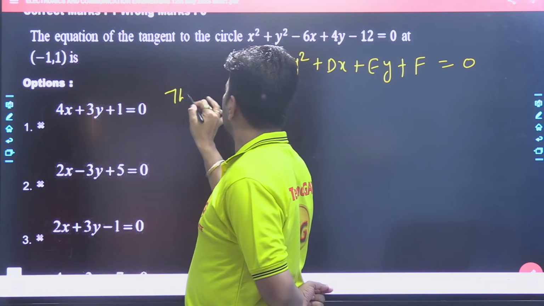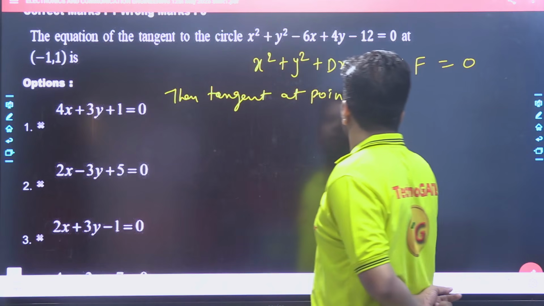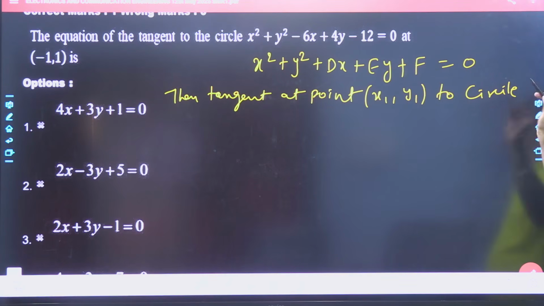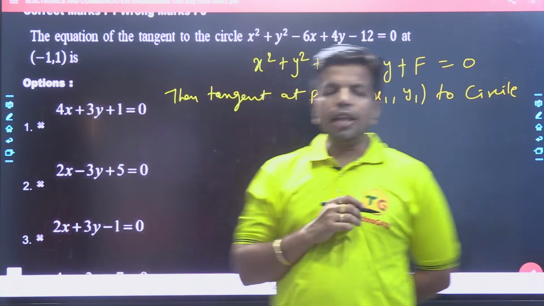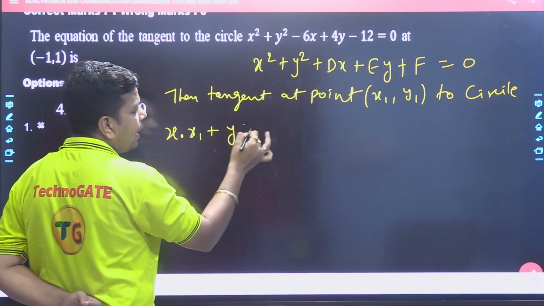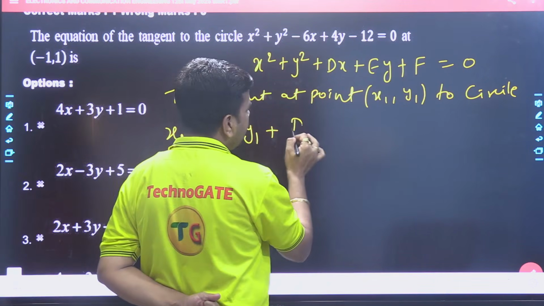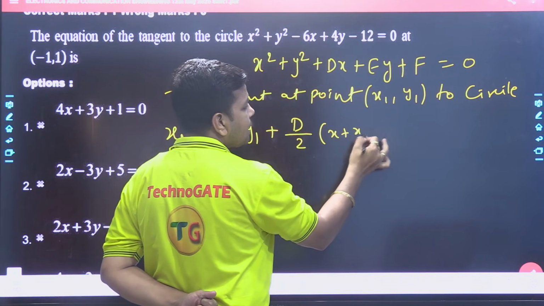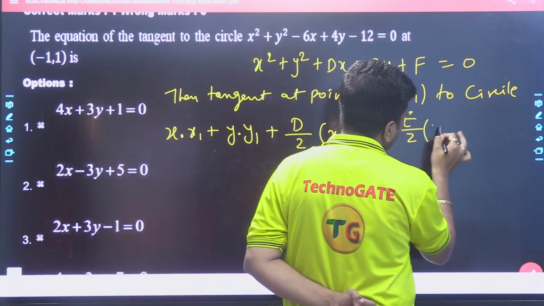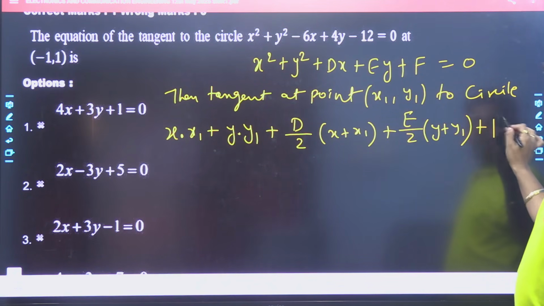Then the tangent at point x1 y1 to the circle, for that what can we write? For that we can write an equation given by x dot x1 plus y dot y1, that is the equation for the tangent. Okay, plus d by 2 into x plus x1, plus e by 2 into y plus y1, plus f equals to 0.